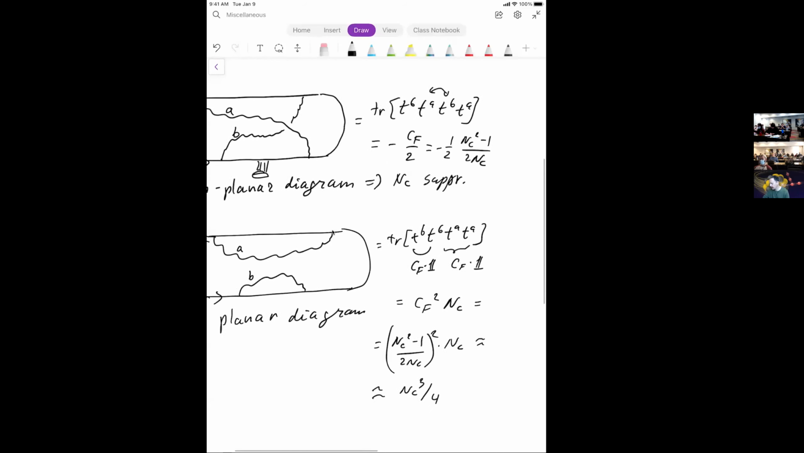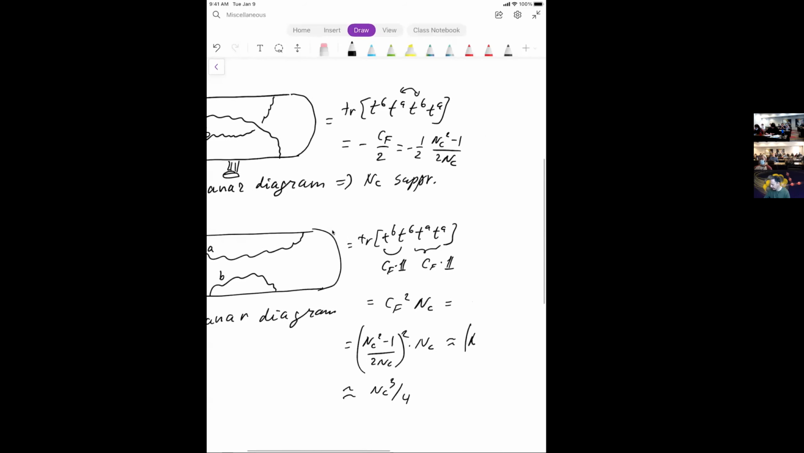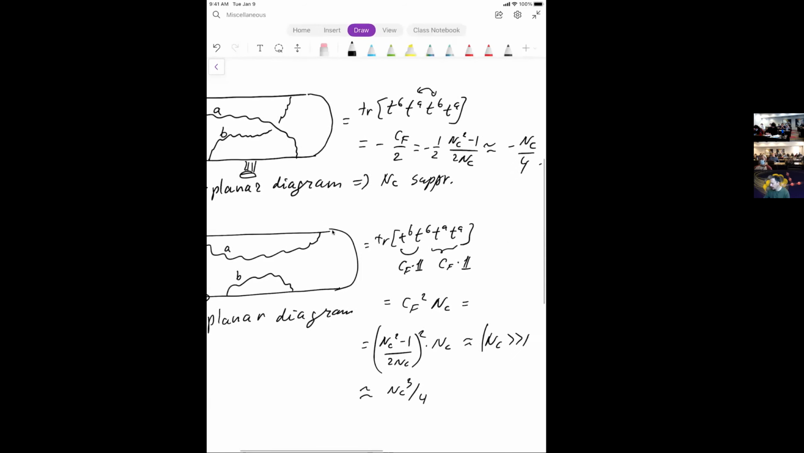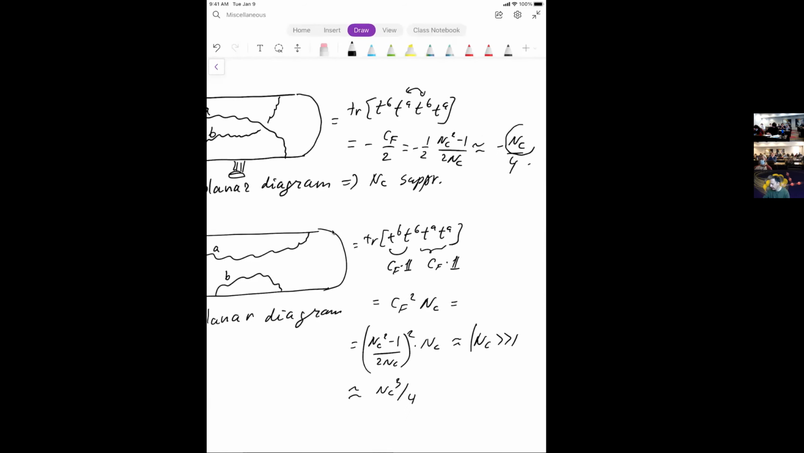And the previous diagram for large NC was minus NC over 4. So you see the non-planar diagram was order NC. The planar diagram is of order NC cubed. Clearly it dominates.